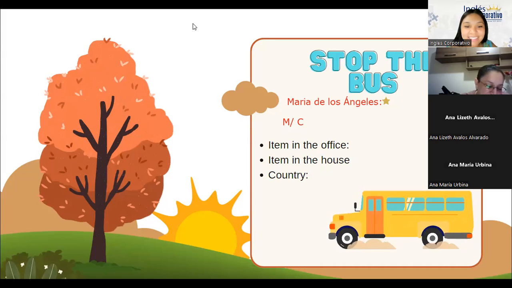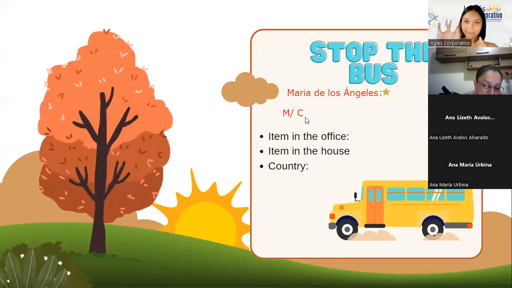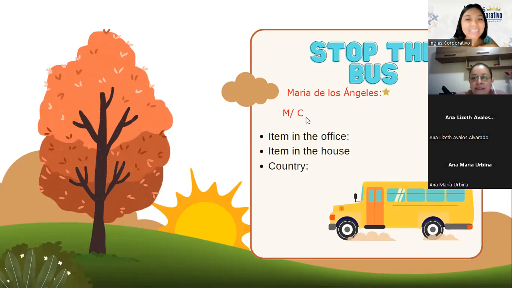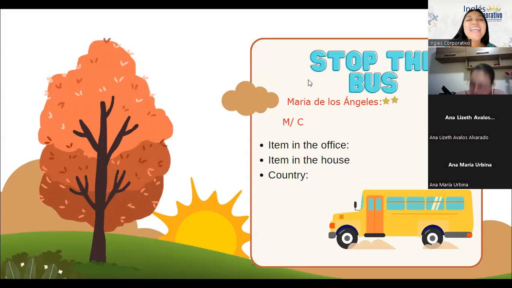No. That starts with the letter C. Yes, China, yes, the country. Good. Item in the house and item in the office. House, chair. Excellent. The office, chair as well. House, carpet. Excellent. Okay, Maria de Los Angeles. Very good. Okay, so now next letter.